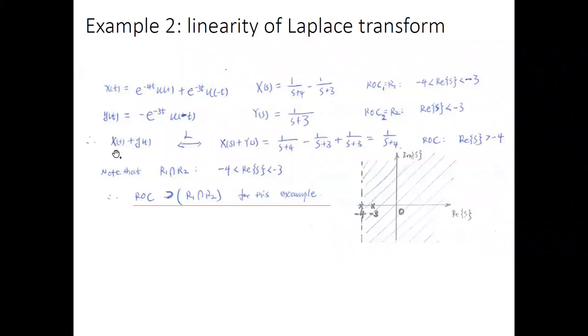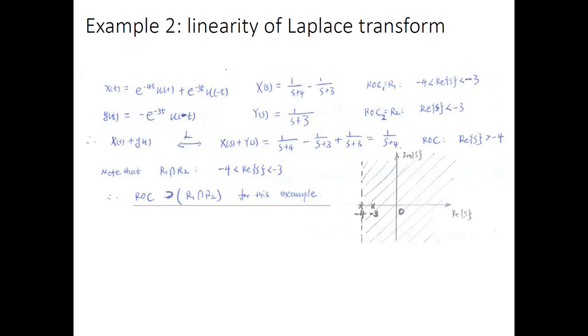Now let's consider X plus Y. Applying linearity, its Laplace transform is capital X plus capital Y. And then the summation of the two cancels the second term, 1 divided by S plus 3. The result is 1 divided by S plus 4. Notice that the result now only contains a first order polynomial in the denominator. In other words, there is a single pole, minus 4.